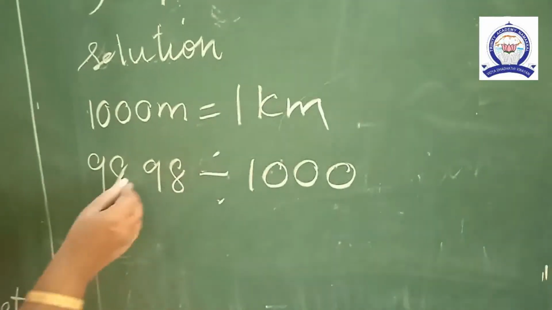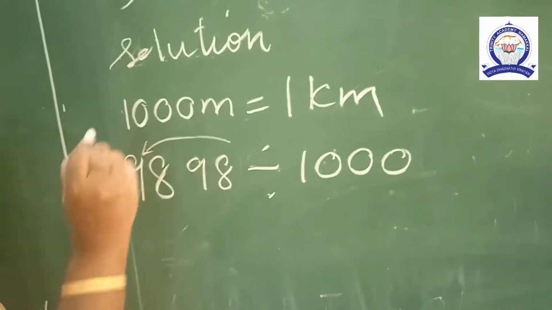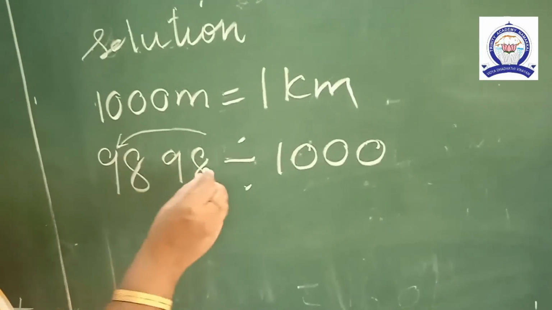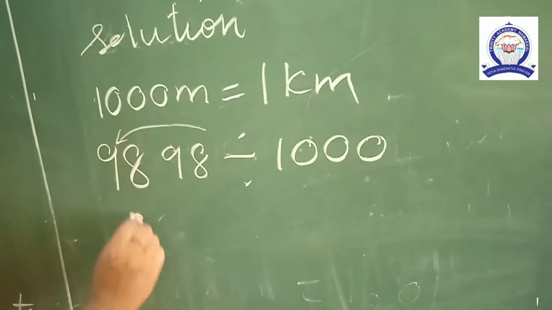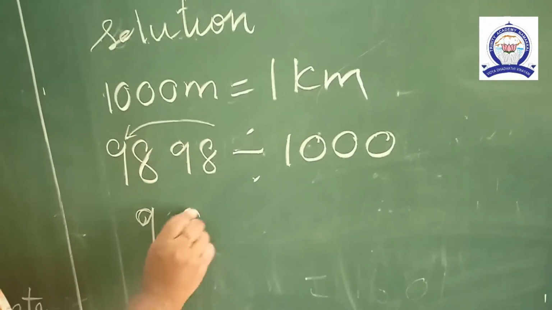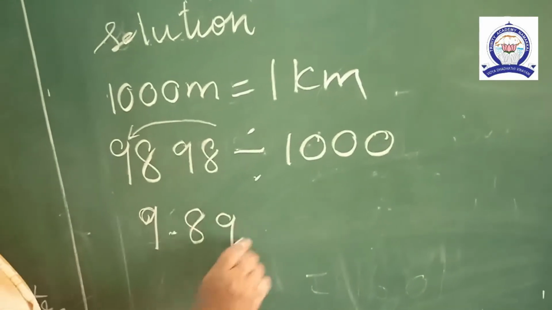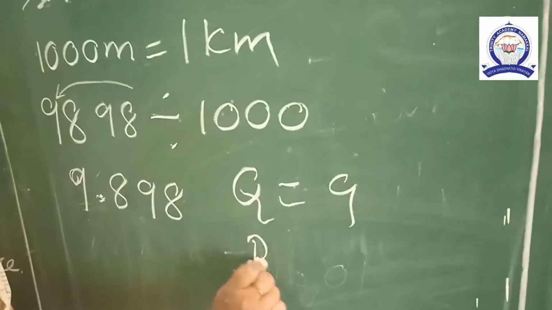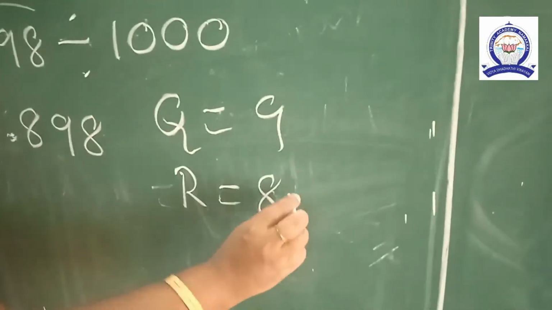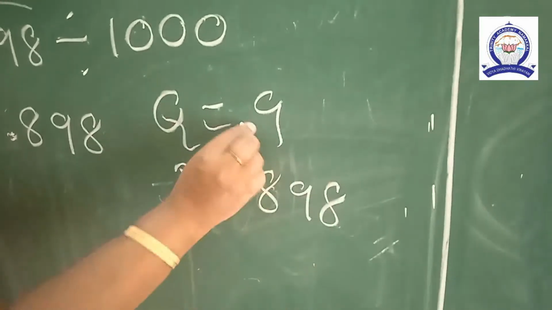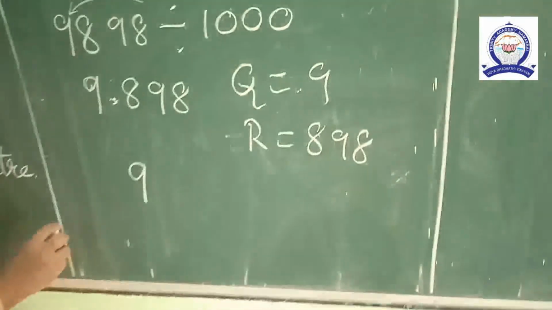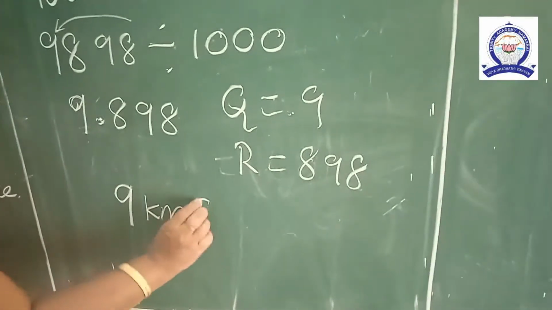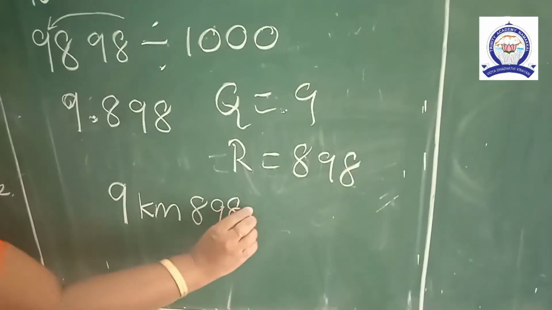So the point will move 3 places towards the left. If you divide any number by 1000, the point will move 3 places towards the left side. So 1, 2, 3, the point will come here, 9.898. So here the quotient is 9, the remainder is 898. You write the quotient 9 as kilometer. So 9 kilometer. You write the remainder 898 as meter.